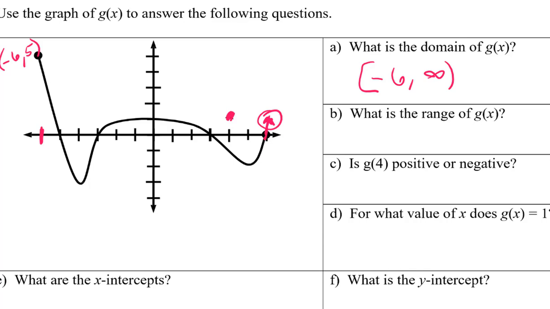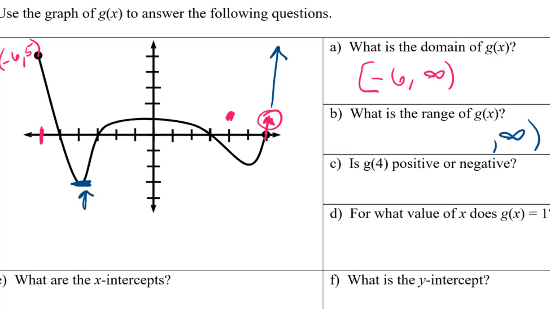Now the range deals with the y values, right? So on the y's, I want to take a look at the lowest y value right here, because both ends go up, and this one is going to keep going up forever. I'm sorry, both ends don't go up, only the one does, the right side. So the right side keeps going up forever, so I know the range is going to go up forever. But where does it start from? What is this lowest y value right there?